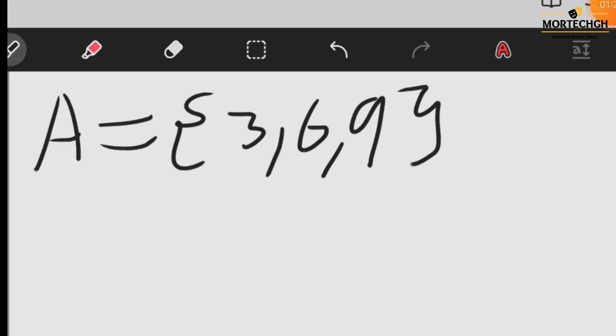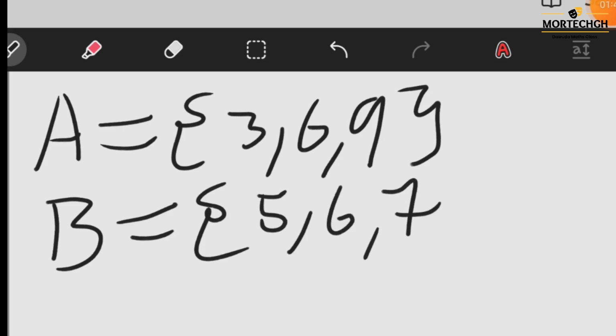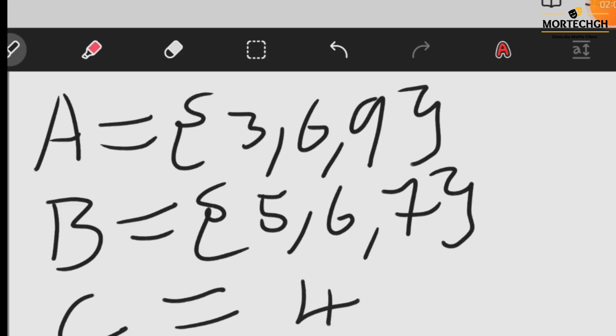This is set A. And set B, integers between 4 and 8. So 4 and 8 are exclusive, so you consider the numbers 5, 6, 7, and that is all, because 8 and 4 are not inclusive. So we have only 5, 6, and 7. And then set C is equal to 4, 5, 7 as indicated in the question.